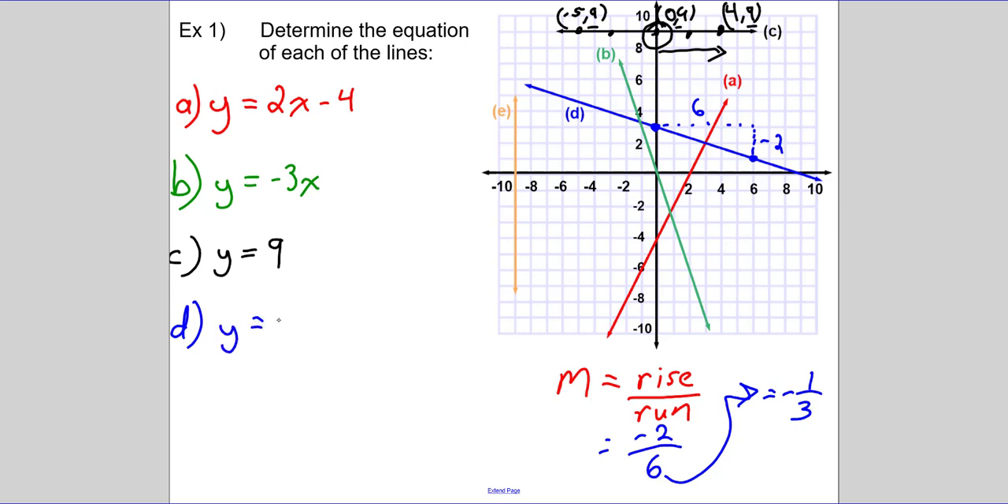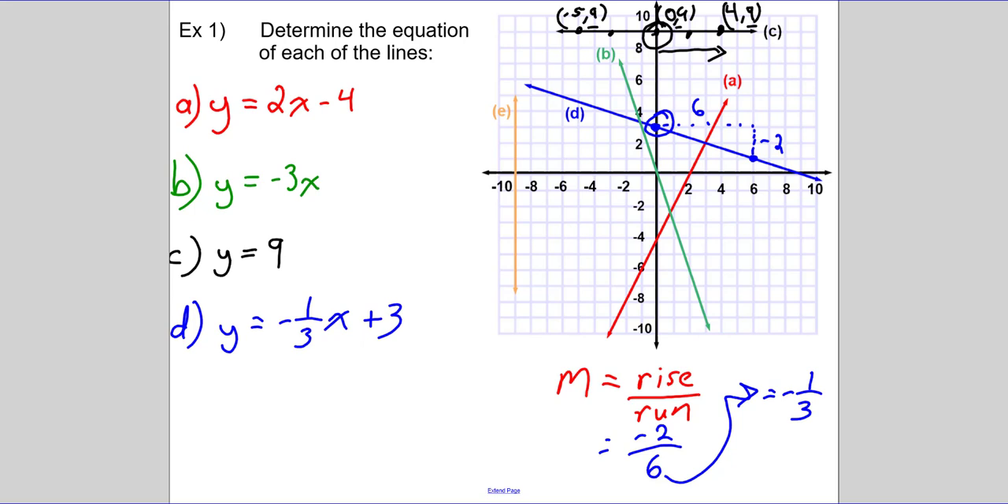So y is -1/3 x plus our y-intercept, which I can read off my graph, is 3. So the equation of that line is y equals -1/3 x plus 3.